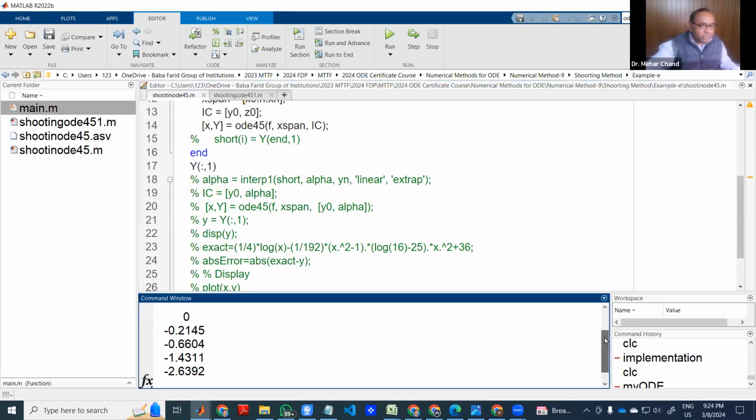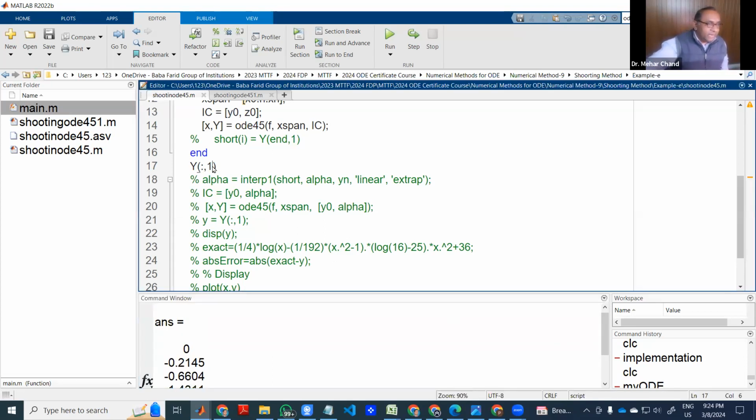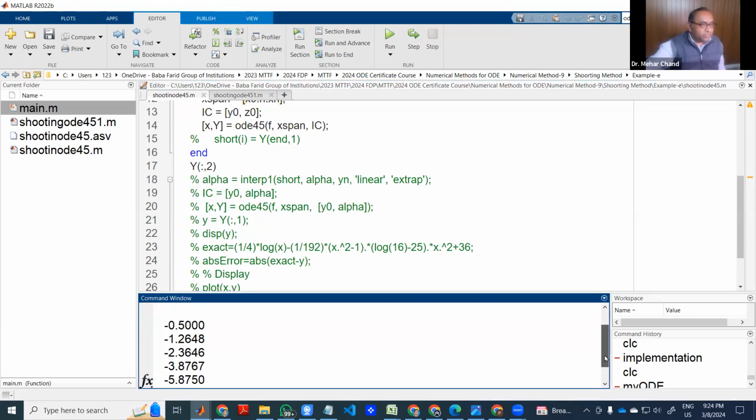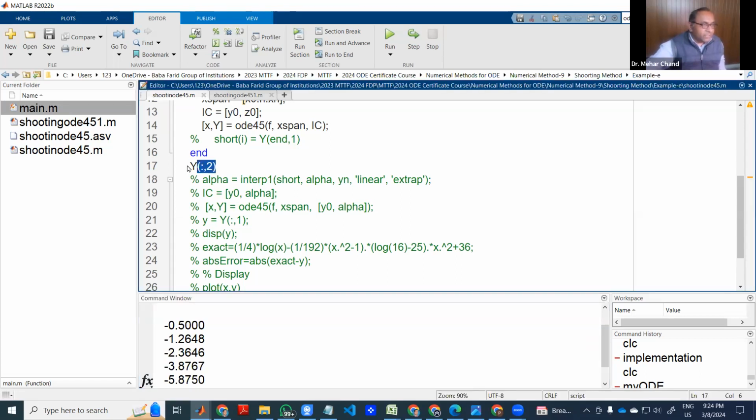So these are the values corresponding to x naught, x1, x2, x3, and x4. If you take 2 at this place, this is the value corresponding to y2. Now these are the values computed by using the initial value problem, but the value of alpha is 1 by 2 and minus 1 by 2.